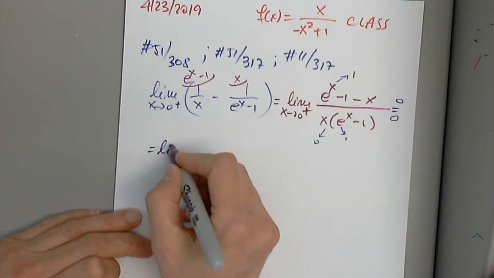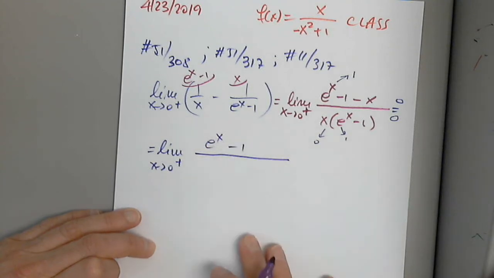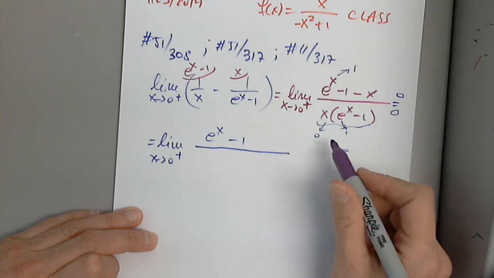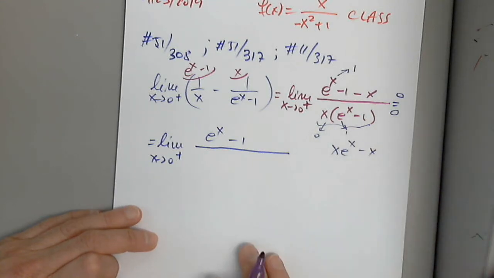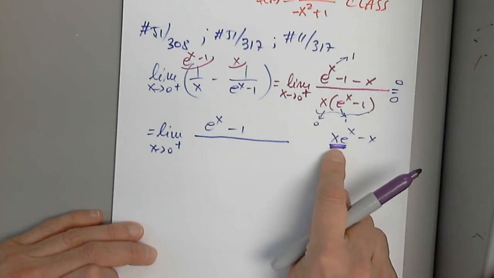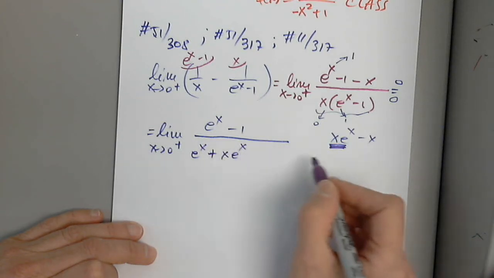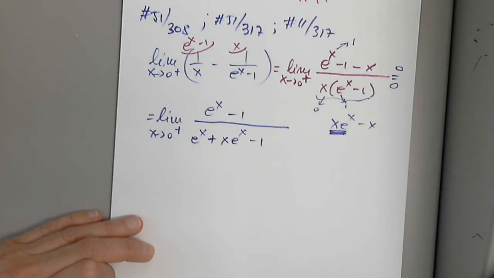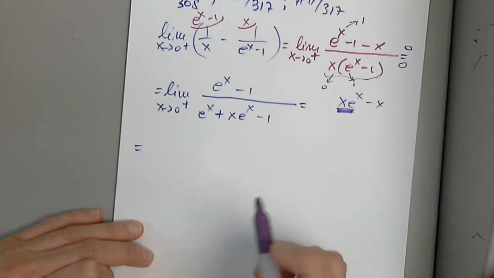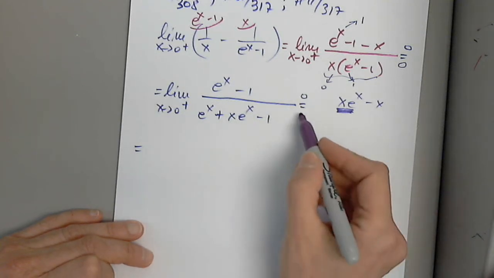Okay. So the limit as x approaches 0 from the right, e to the x minus 1. I will change this into a product as x e to the x minus x. I will differentiate using the product rule. So e to the x plus x e to the x minus 1. And now I check again. The numerator is 0. The denominator is 0.